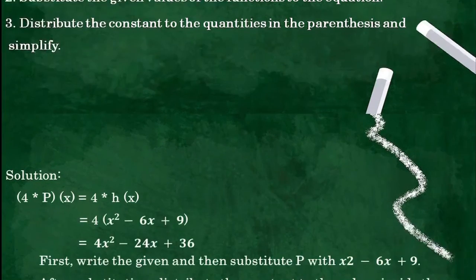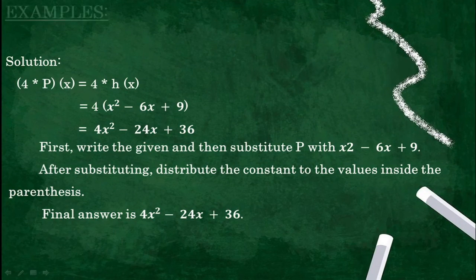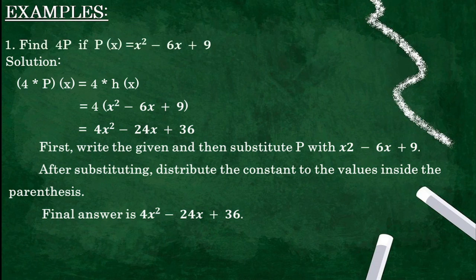Here are the examples. Number 1. Find 4p if p of x equals x squared minus 6x plus 9. First, we write the given and then we substitute p with x squared minus 6x plus 9. After we substitute, we distribute the constant to the values inside the parentheses. Our final answer is 4x squared minus 24x plus 36.